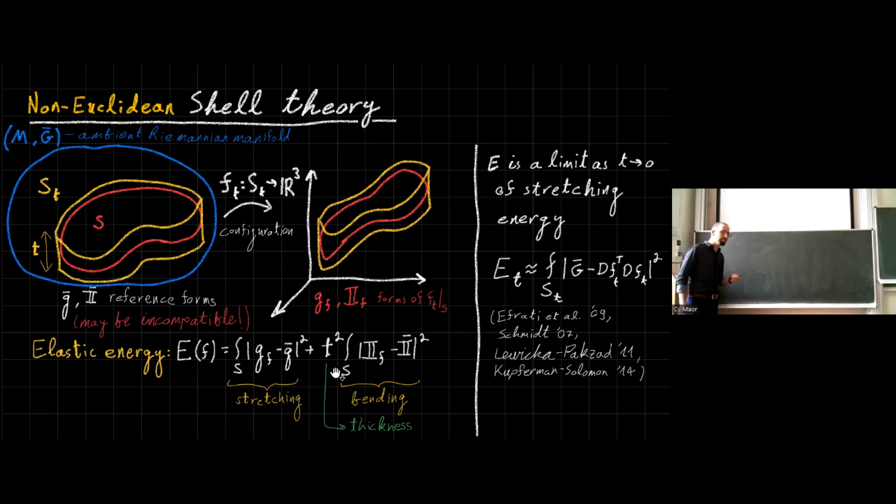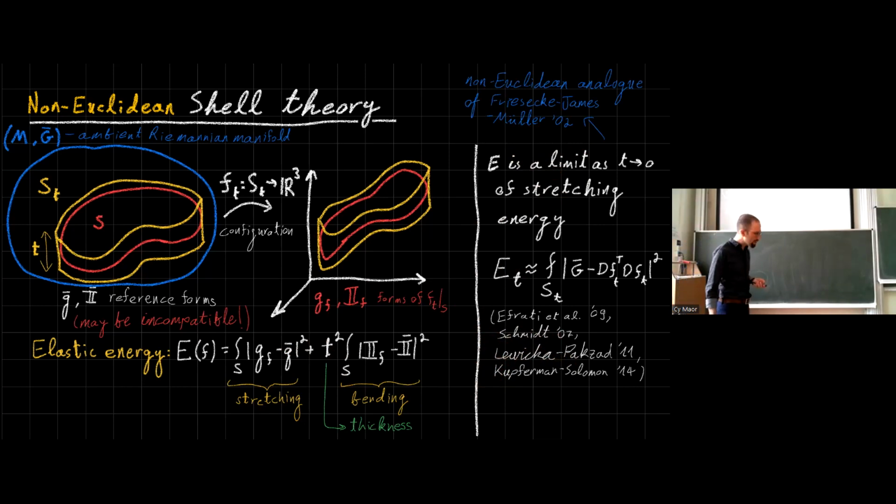This can be made formal using gamma convergence techniques. This was first done in some special cases by Schmidt, Lewicka and Pakzad, and then in the general case by Kupferman and Solomon, and all of them are based on the famous results of Friesecke, James, and Müller regarding plate theory in the Euclidean case. Okay, but from now on we focus on this energy.